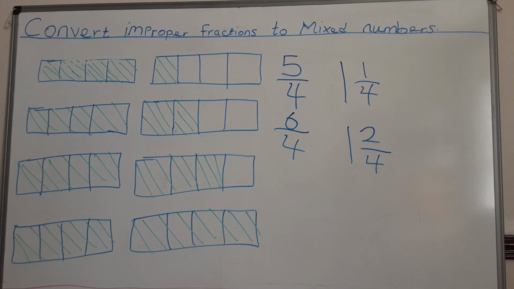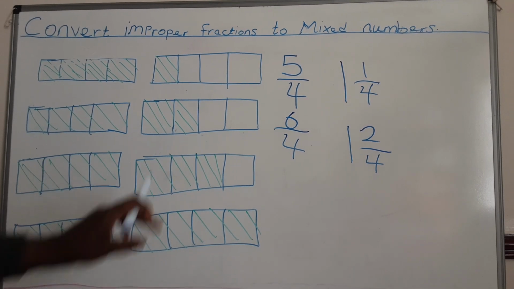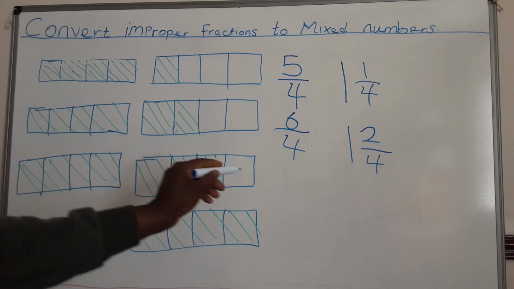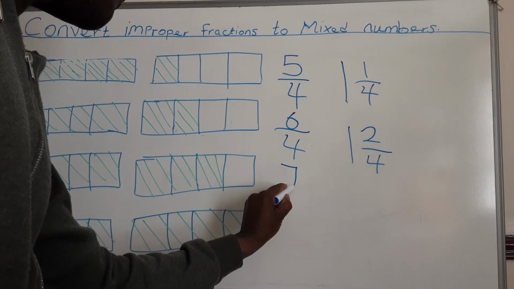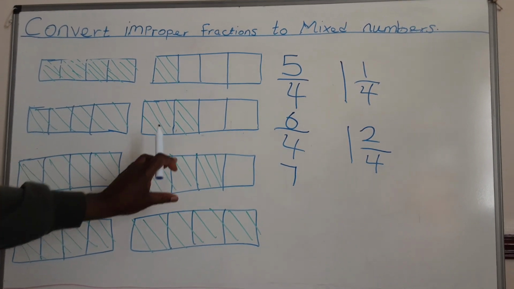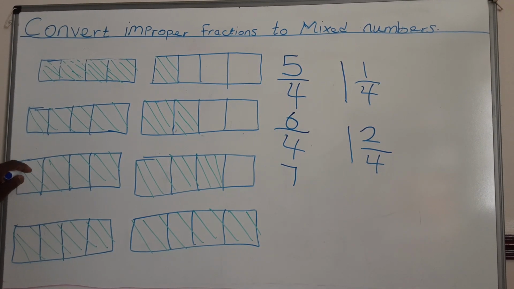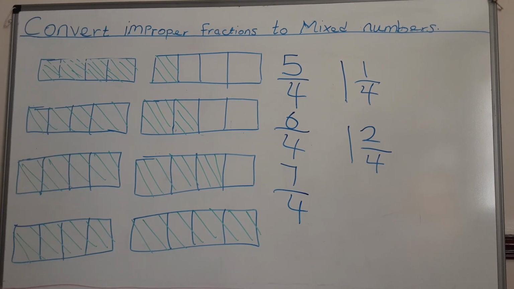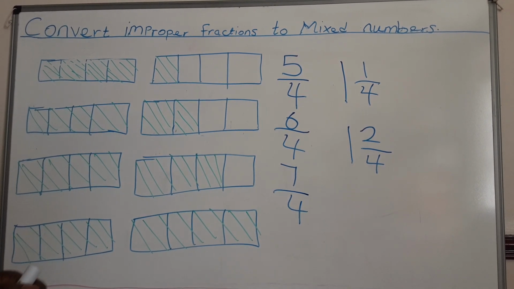Let's try another example. We have the third one. So how many shaded parts do we have? 1, 2, 3, 4, 5, 6, 7. So we have 7. And the bar is divided into 1, 2, 3, 4, into 4 parts. So we put our 4 here. And now we have to convert into a mixed number. How do we do that? We've explained it, it's quite easy.